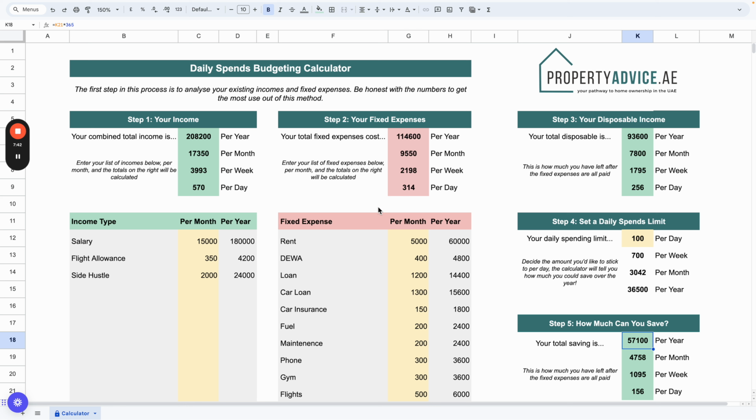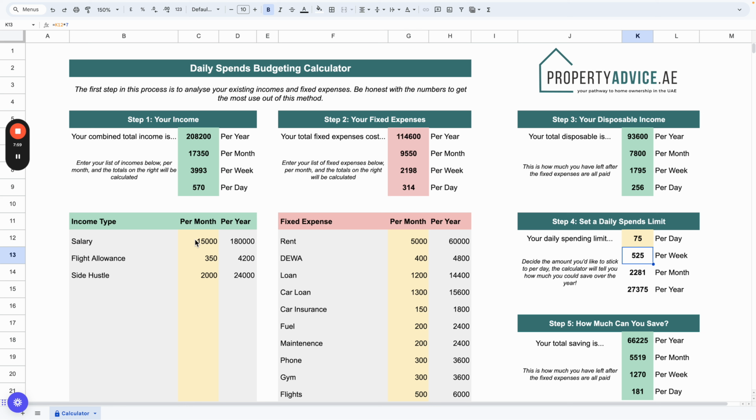Now, that doesn't necessarily always happen, and perhaps this is a bit of a tight limit for you. But if you go up to 150 dirhams a day, this is how much you'll save. Likewise, if you go down to just 75 dirhams a day, this is how much you'll save.